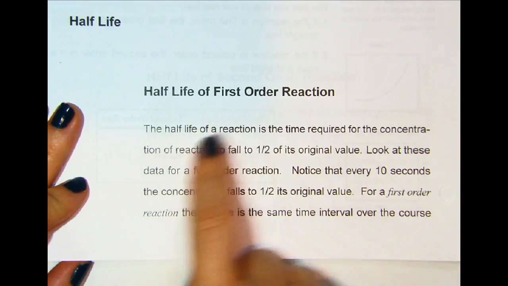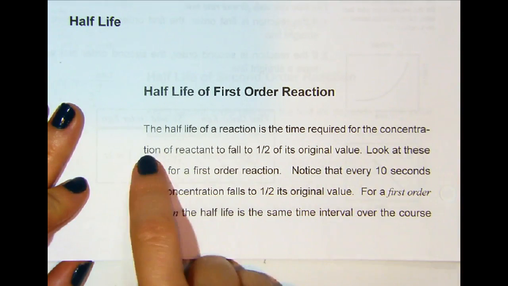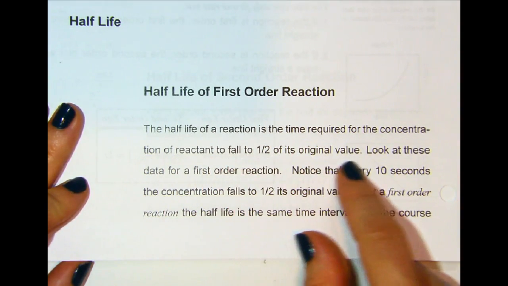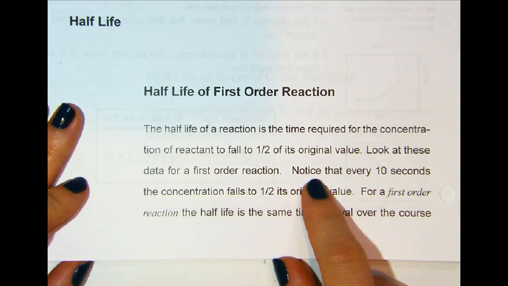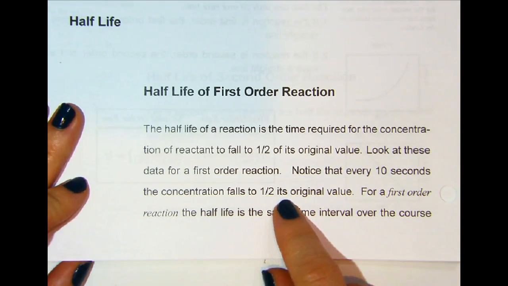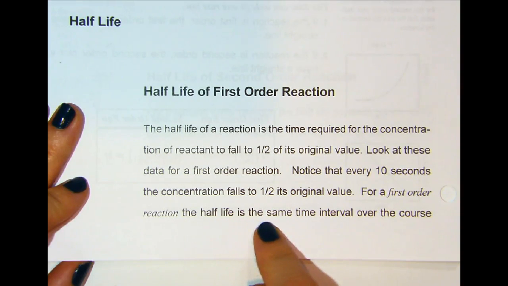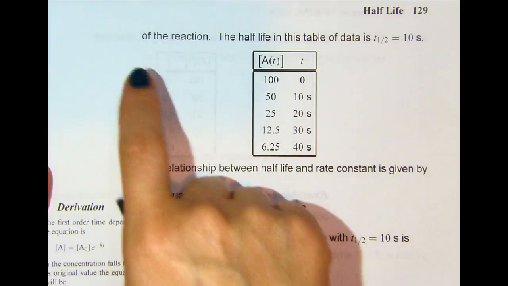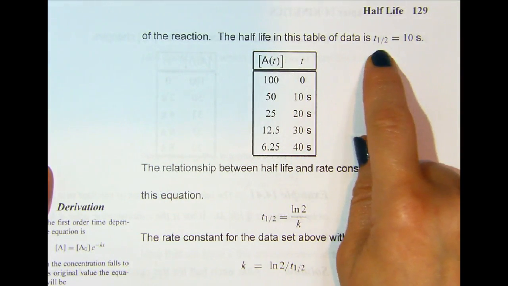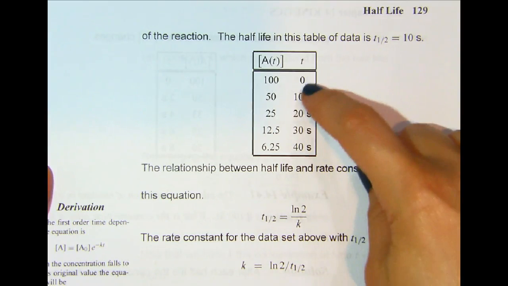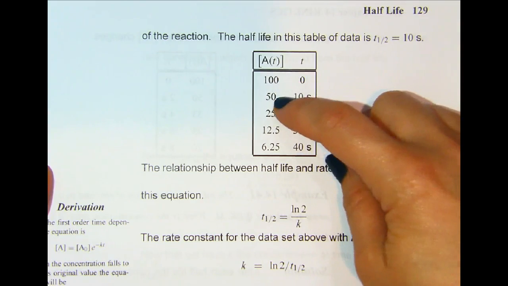Half-life of first order reaction. The half-life of a reaction is the time required for the concentration of reactant to fall to half of its original value. Look at these data for a first order reaction. Notice that every 10 seconds the concentration falls to 1/2 its original value. For a first order reaction, the half-life is the same time interval over the course of the reaction. The half-life in this table of data is T1/2 equal to 10 seconds, because every 10 seconds is how long it takes for the concentration to divide by half.